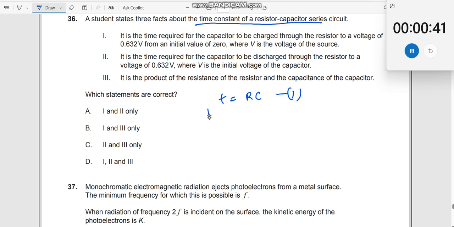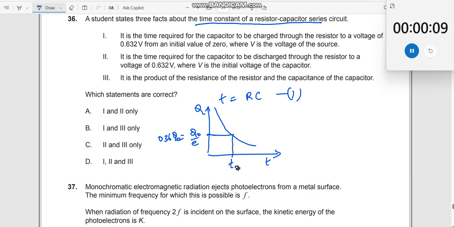The other definition is when you plot a graph of the charge versus time. During a discharging curve, you get something like this. Which means, at a certain time when q becomes q naught by e, which is around 0.36 times q naught, the time required for the charge to reduce to this much is nothing but the time constant. This is your time constant. So you can say this one here.